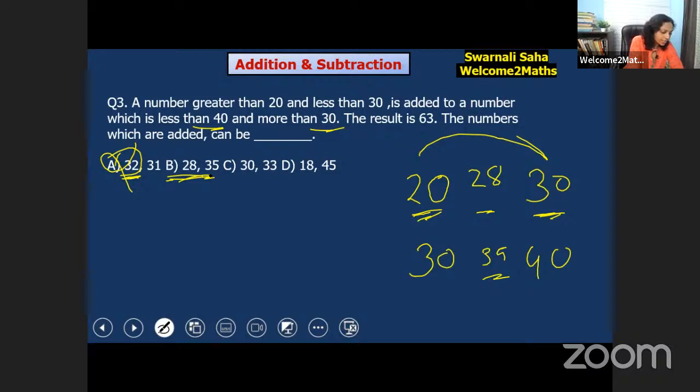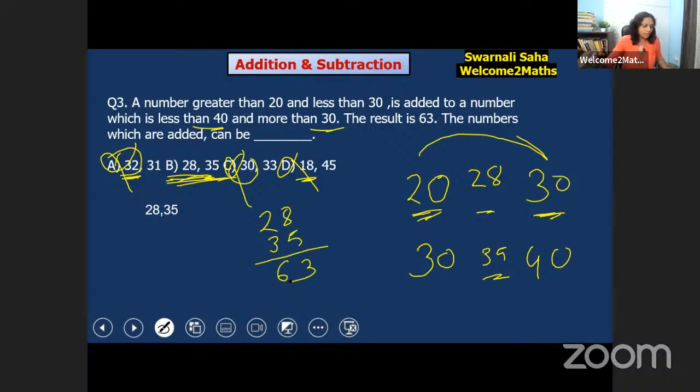Okay. And now let's see option C. C is 30, but it is saying the number is less than 30. That means let's eliminate this option. And the last one is not possible because it's 18 and the number is between 20 and 30. So obviously B is the answer. Whenever you add 28 and 35, you will get 63. So B is the answer. Okay. Understood? So B is the answer, 28 and 35. Fine. So let's move on.